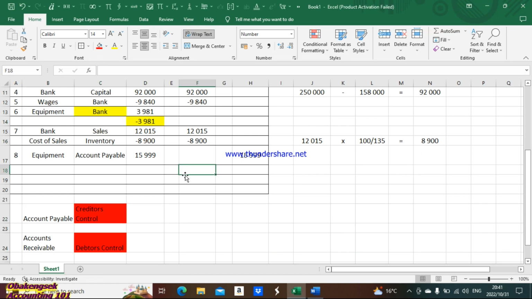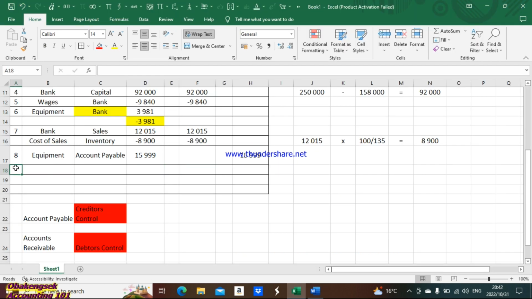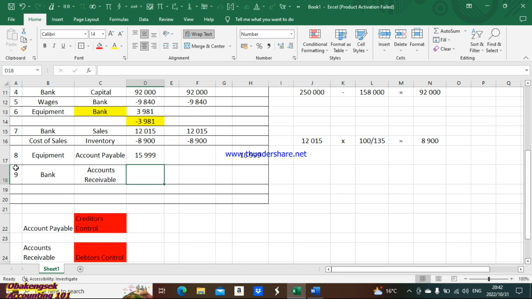So okay, we had transaction number 9. With transaction number 9, it says received payment from a debtor, 2,500 as part on his account. So on number 9, we receive, so it's going to be bank, and we have accounts receivable. Now let me explain this one. This debtor paid us, meaning that the money that he owes us went low, which is why we have bank and accounts receivable. So they are both assets.